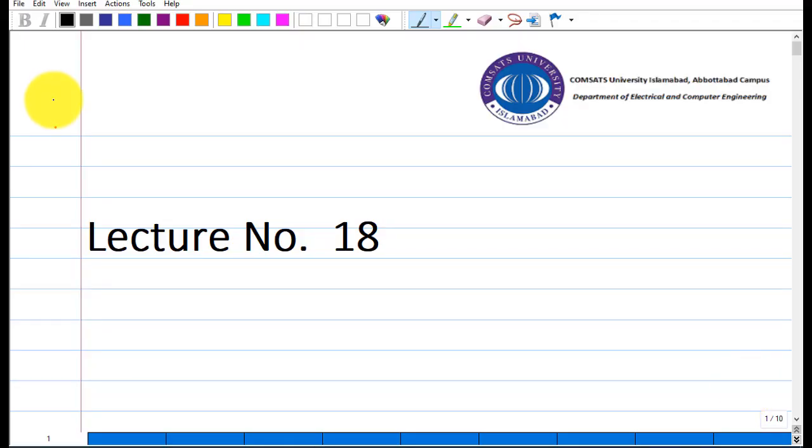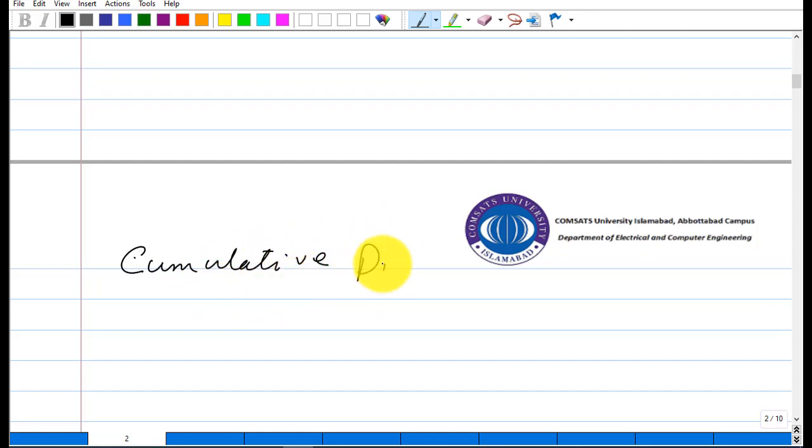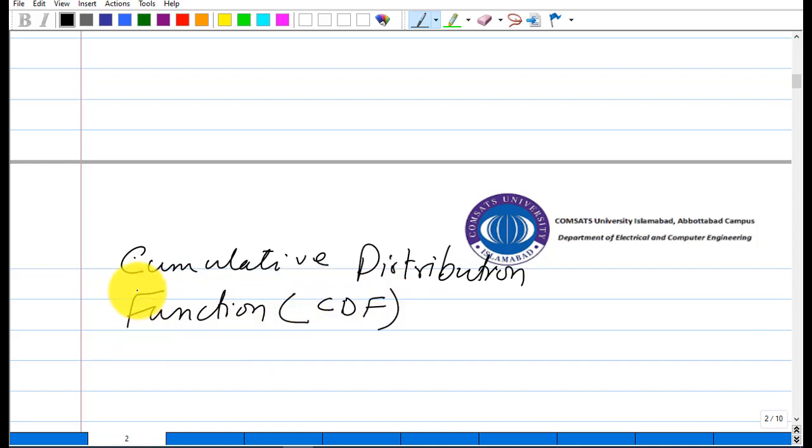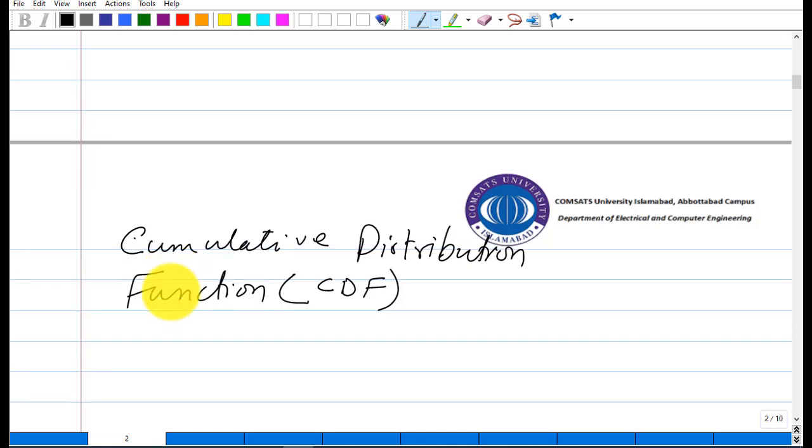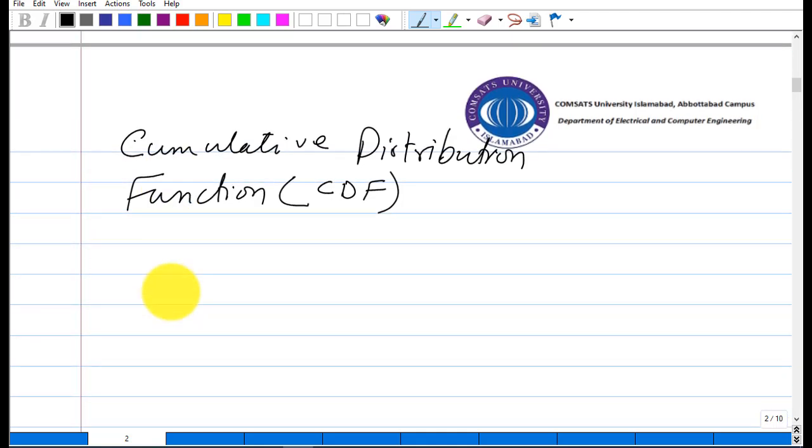So today is our lecture 18, and in this lecture we will inshallah continue our new topic, cumulative distribution function, CDF. So in the previous lecture we have seen the probability mass function. We defined that probability mass function is defined for discrete random variables, but cumulative distribution function is defined for both discrete random variables and continuous random variables.